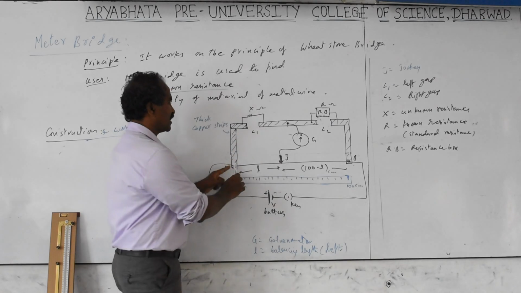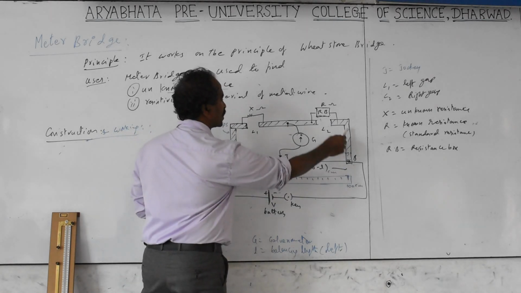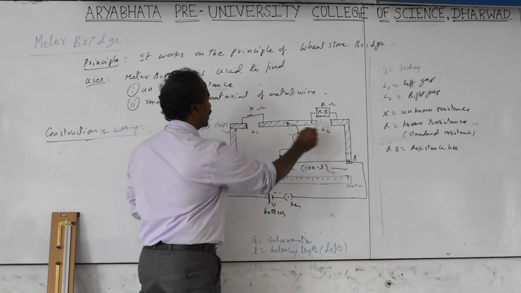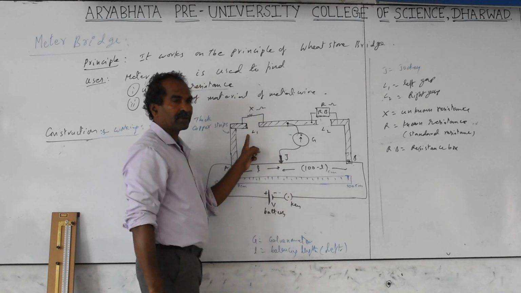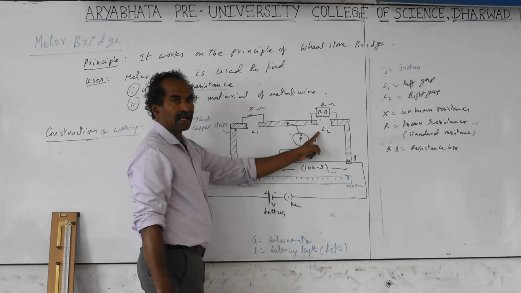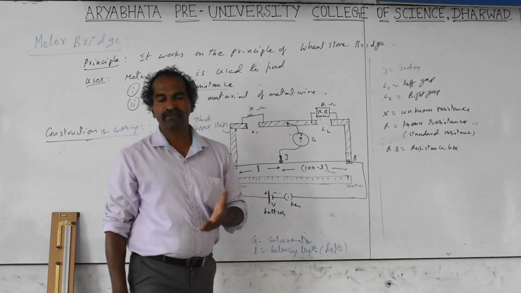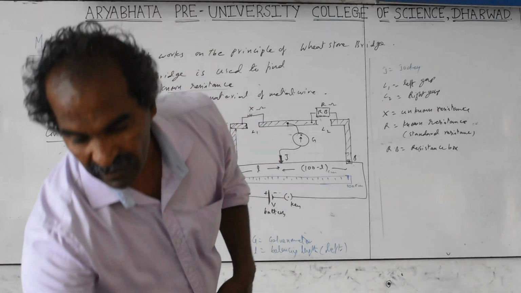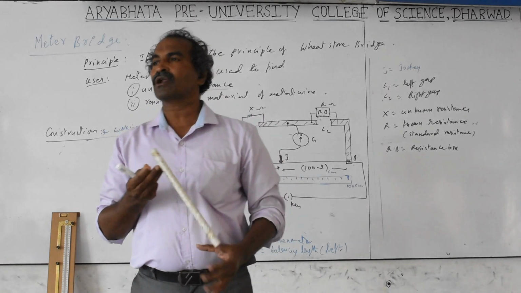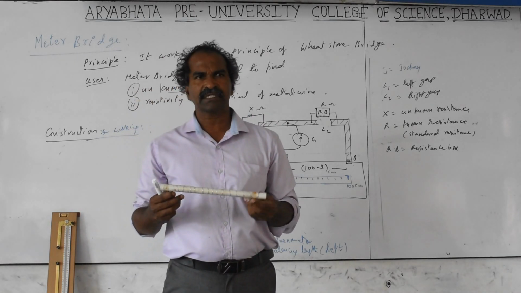These strips are taken in a U shape, but here it has breaks. The left side break is called the left gap, and the right side break is called the right gap. In the left gap we fix the resistance which we don't know. The resistance will be given to you in the laboratory. The wire will be given. This can be nichrome or manganese or steel. Generally we use nichrome or manganese.